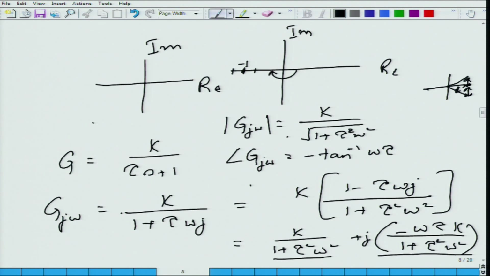And now, you can see that as omega tends to 0, the magnitude of the complex number is k, angle is 0. As omega tends to infinity, magnitude tends to 0, angle tends to minus tan inverse infinity, which is minus 90 degrees. So, if you look at the Nyquist plot of a first order transfer function, it looks like this. It starts at k, and then as omega is increased, it goes this way. This is the Nyquist plot of a first order transfer function.